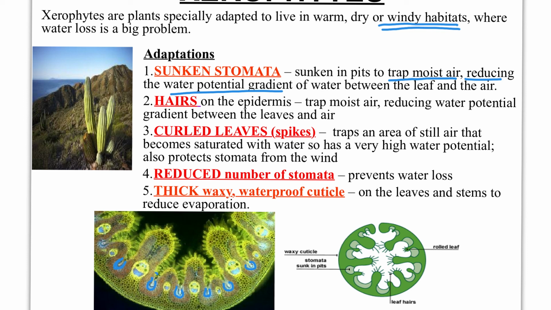They also have hairs on their surface. This is just like we were talking about with the insects. These hairs, again, trap moist air, again reducing the water potential gradient because the moist air will recondense. It will create a humid microenvironment, and there will be little or no concentration gradient between the inside of the leaf and the air, and so the rate of transpiration will slow or stop.